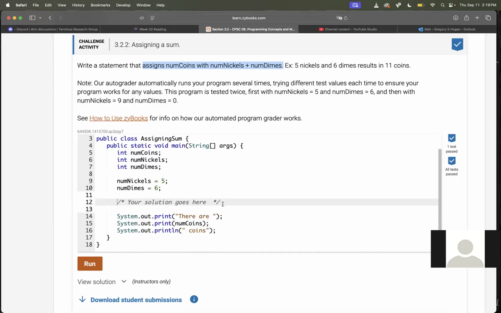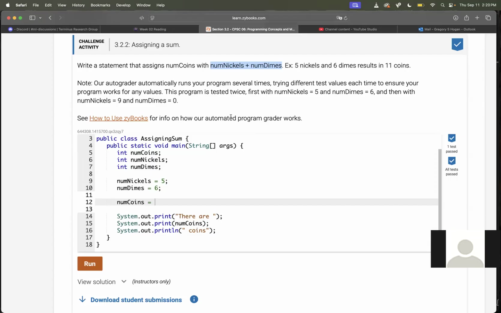Okay, so we come down here to where we can type. We can only type in the lines that are white. The grayed out ones are not editable. So I'll erase this. You don't have to. And when it says assigns num coins with, right? When they say this phrase, assigns num coins with, they mean num coins equals. That's how you assign num coins a value. Now, what value? Well, they say num nickels plus num dimes.